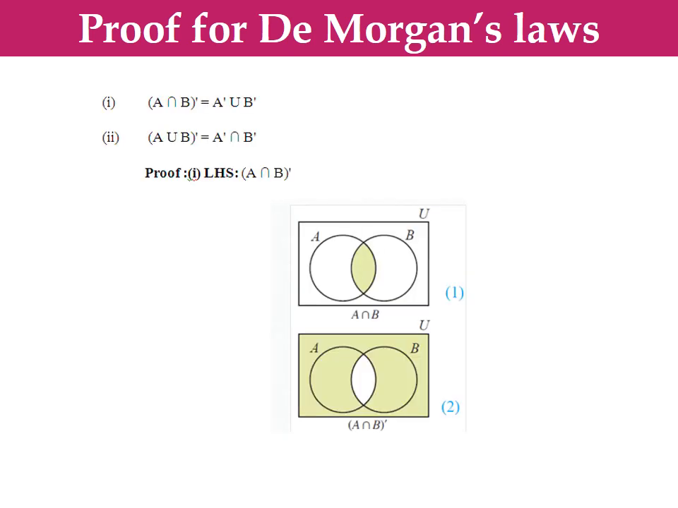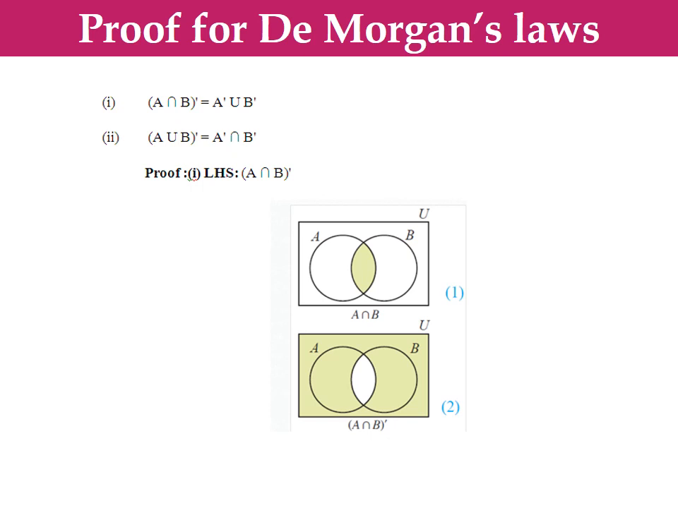Using a Venn diagram we can prove these laws. Using the analytical method also we can prove them. Now I am going to give the proof using a Venn diagram. Take the LHS of the first law, (A intersection B)'. Look at the first diagram. We know the intersection between A and B: the common area between A and B is called the intersection. We have taken it as equation 1.